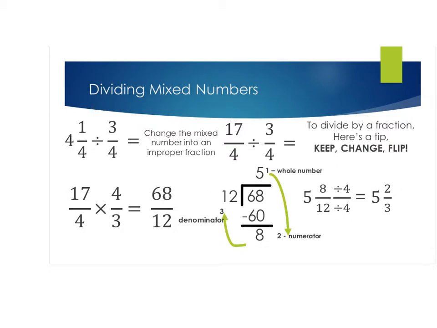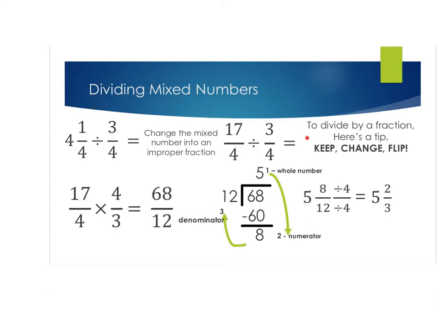So here we have 4 1/4 divided by 3/4, right? Before we can do anything, if we have a mixed number, we first have to change it into an improper fraction. So 4 times 4 is 16, plus 1 more is 17. That's why 17 is my numerator. My denominator stays the same, 17 over 4. And then I'm going to write divided by 3/4. I need to rewrite the problem just like that.